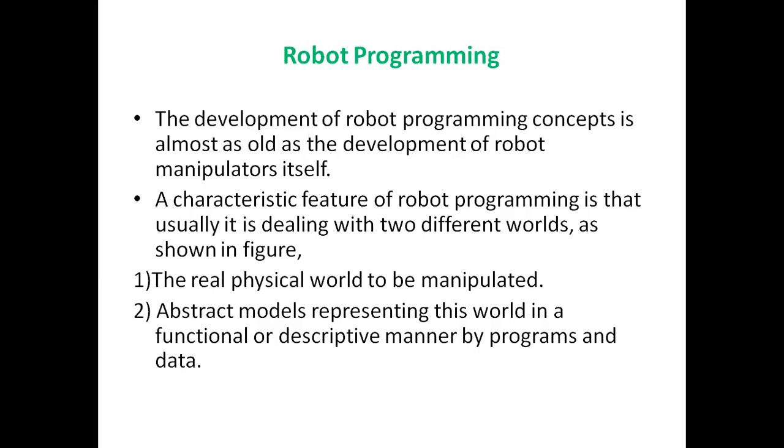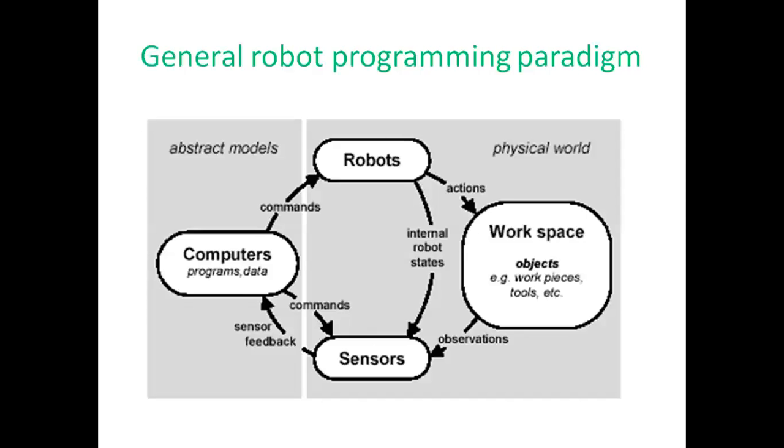The characteristic features of robot programming are that we may have a real physical world which has to be manipulated, or we can go for abstract models which represent the world in a functional or descriptive manner by programs and data. In the general robot programming paradigm, robots work in the workspace with objects, tools, and so on. Then we have observations by the sensors, so we get feedback, which goes to the computers, programs, or data.